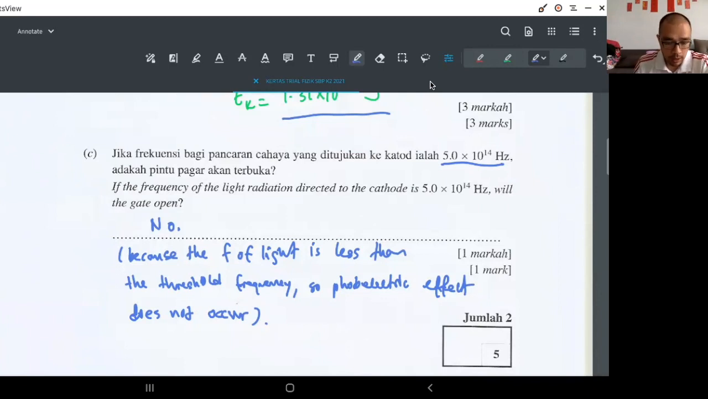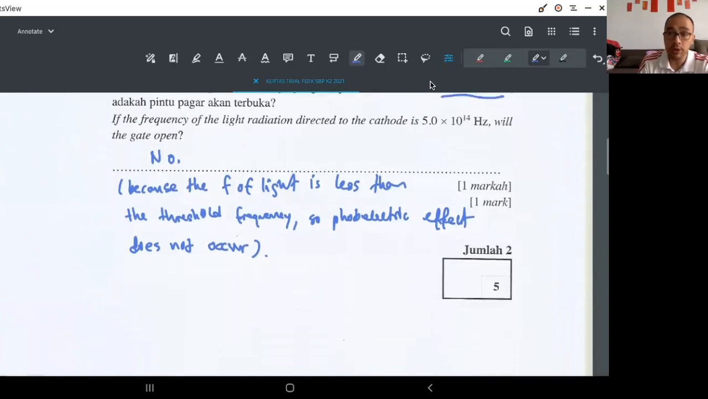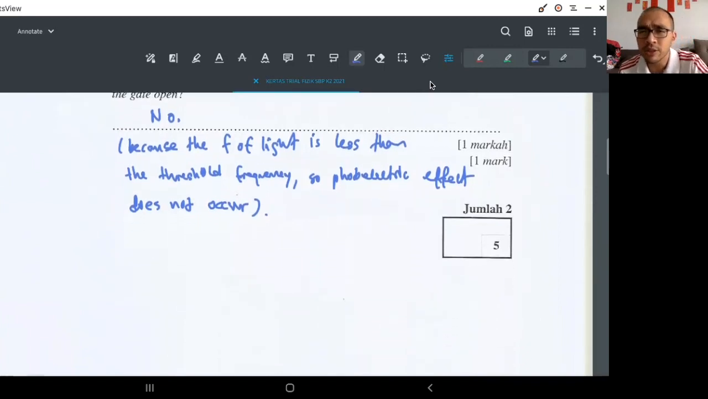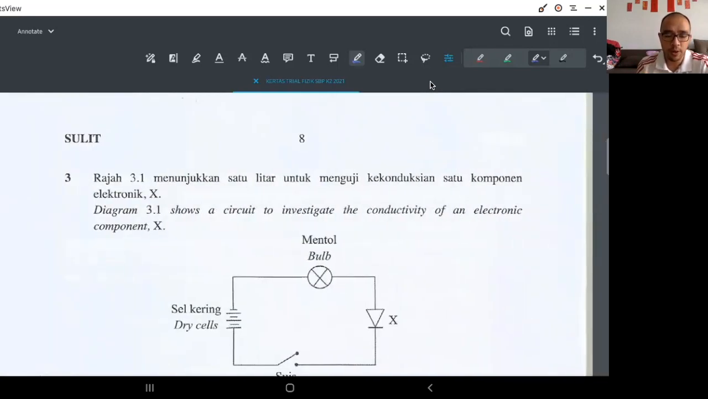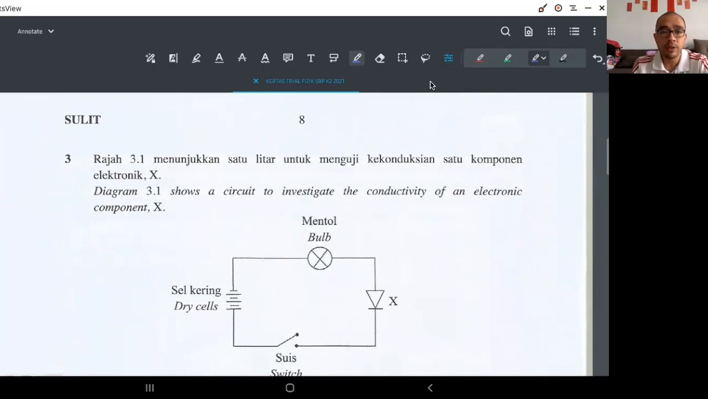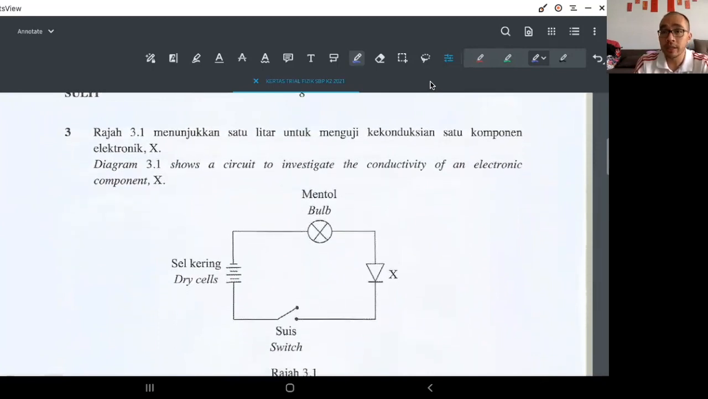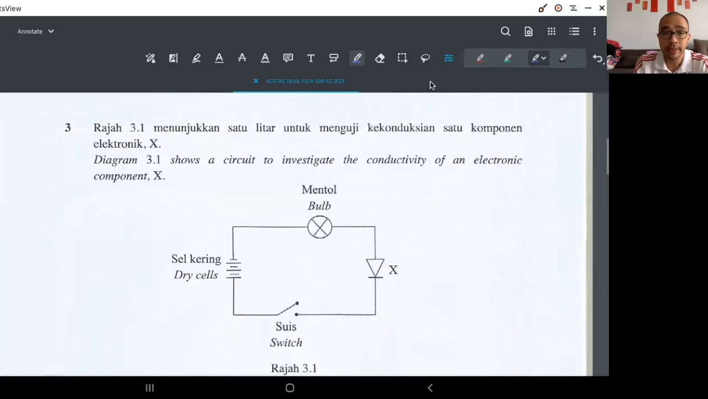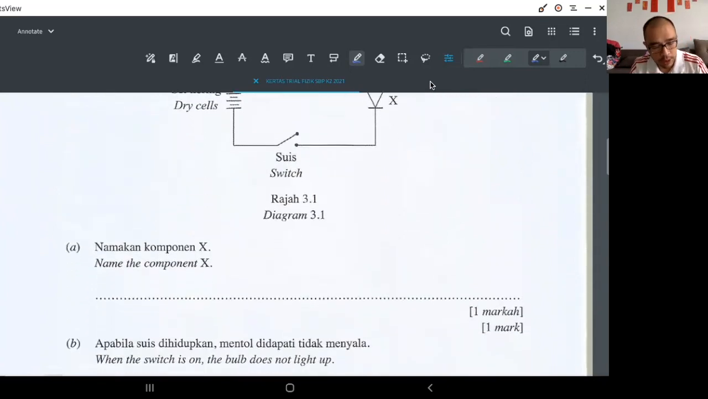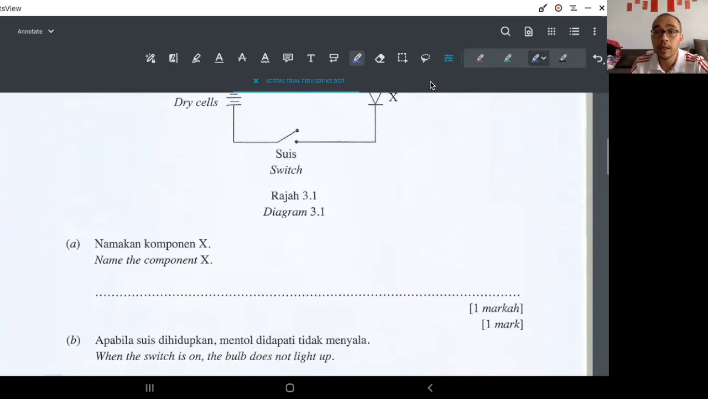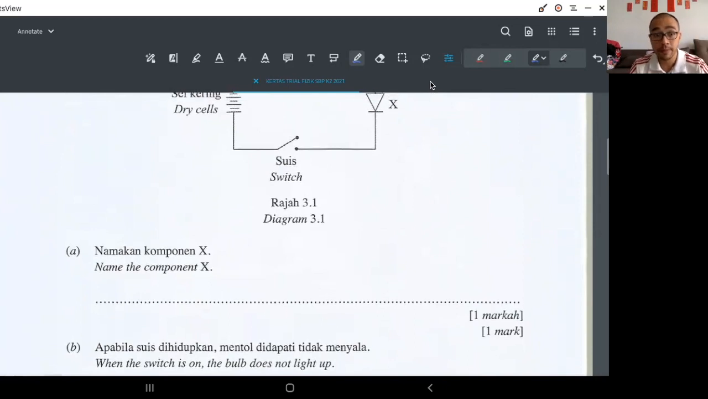All right, let's go to question number 3. I hope we can finish the structured questions today. Hopefully the internet is not too slow. Diagram 3.1 shows a circuit to investigate the conductivity of an electric component X. One look and you will know. The first question will be: name the component X. This component will be a diode. A diode is an electronic device that allows current to flow in one direction only.